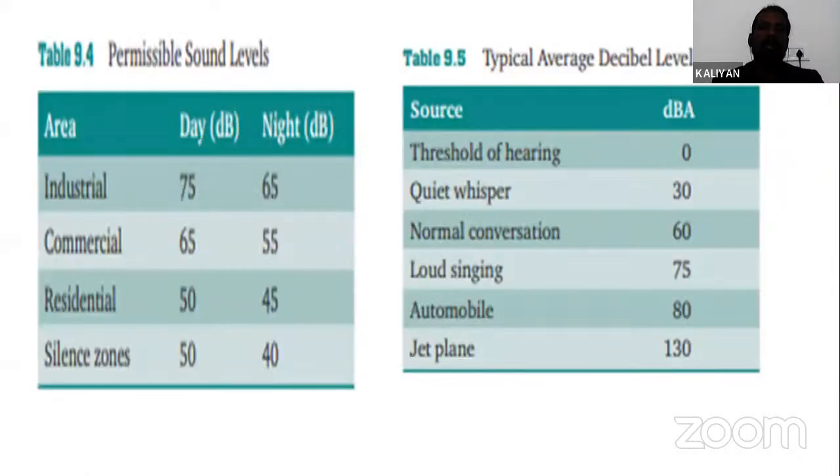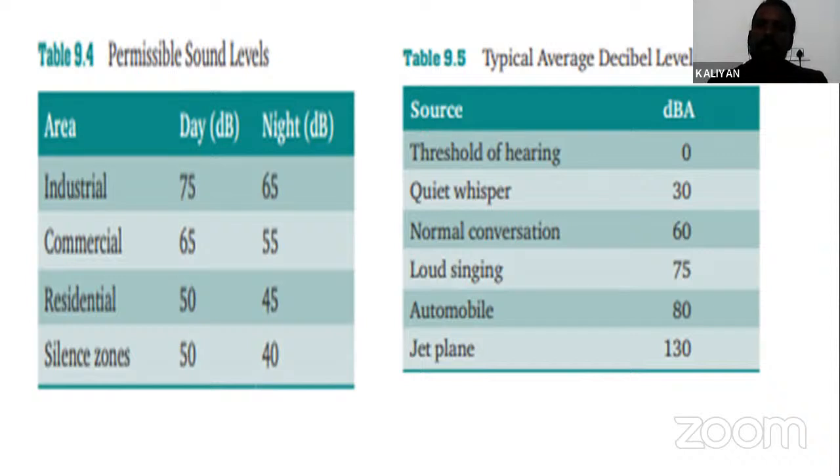So this is a very important table for permissible sound levels and typical average decibel levels. In industrial areas, daytime is 75 decibels and nighttime is 65 decibels. Commercial area daytime 65, nighttime 55 decibels, and residential area daytime 50, nighttime 45. Silence zone daytime is 50 and nighttime is 40. This is the permissible sound level in the different areas and from different sources.